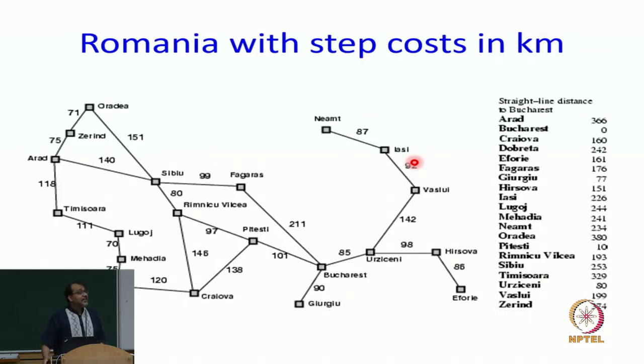And from Iași again I can go to which cities? Neamt and Vaslui. Which one is closer? Neamt. And so, basically I will keep shuttling between Iași and Neamt, Iași and Neamt, Iași and Neamt, and I will never explore anything else in the fringe.